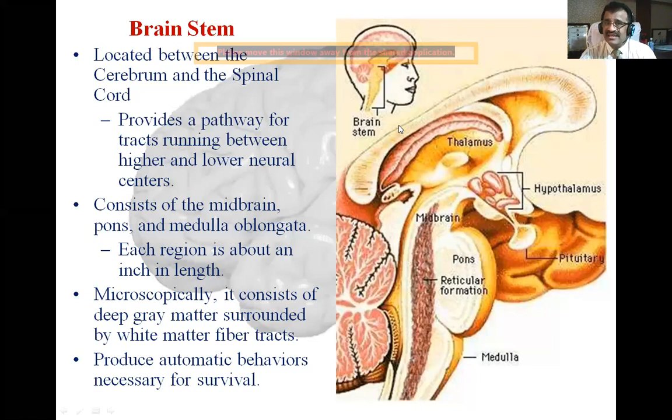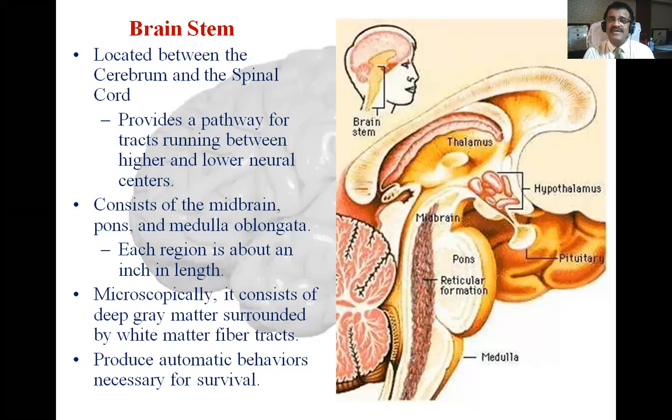Okay, and you can see here there is a cerebrum all above, and below that, of course, there is a spinal cord. Now this brainstem consists of midbrain, pons, and medulla oblongata. We have seen those three parts earlier also. Each region is about an inch in length. So you can see 1 inch midbrain, almost little bigger is a pons, and then there is a medulla oblongata.